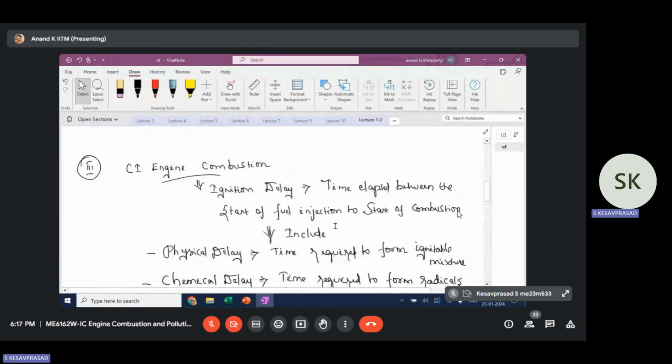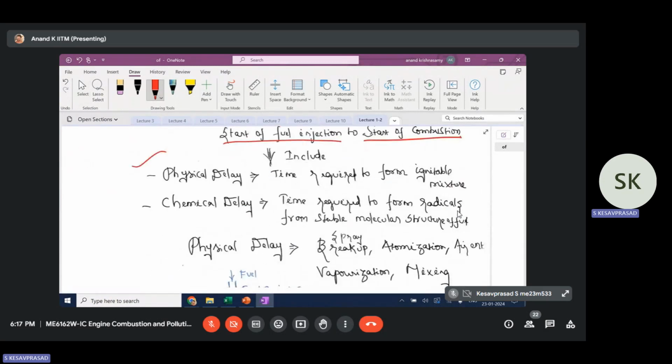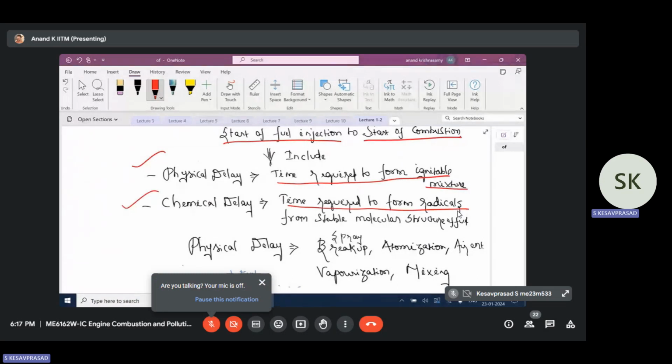So now here, you have a delay time, which is the time difference between start of fuel injection and start of combustion. This is the ignition delay time. As indicated here, it is the time elapsed between the start of fuel injection and start of combustion, and this includes two elements. One is the physical delay time, which is the time required to form an ignitable mixture. The other is the chemical delay time, which is the time required to form radicals from a stable molecular structure.